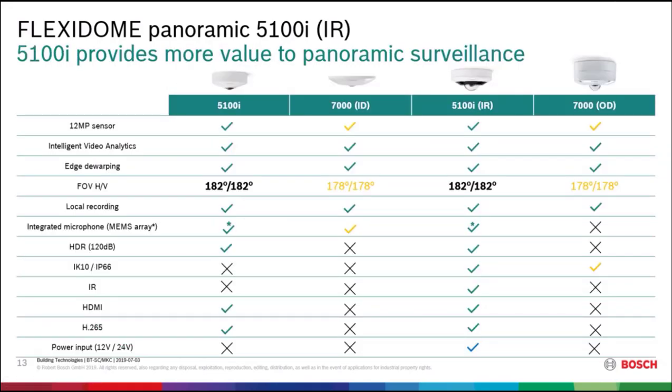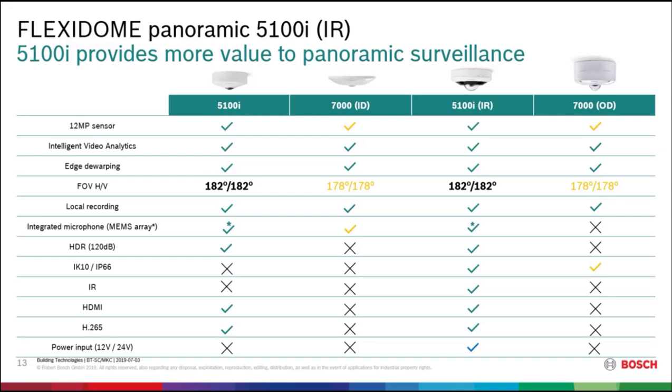And what are some of the improvements that we've done over the predecessor, the 7000 series? One of the biggest, most notable ones, there's 2. One is the field of view, 182 degree horizontal and vertical field of view versus 178. This provides a much improved image capability. When it's mounted on the ceiling, the camera is capable of seeing the ceiling within 6 inches of the camera.